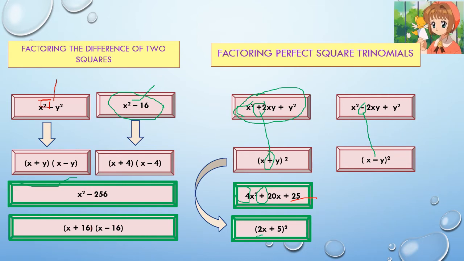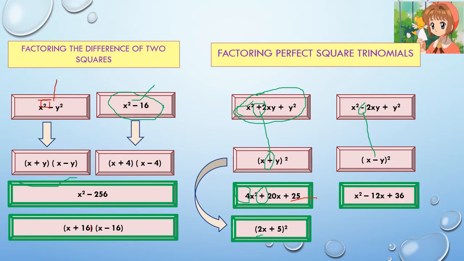So what you should do is multiply 2x plus 5 squared, or 2x plus 5 times 2x plus 5. You can use the FOIL method or you can use the long method. So you learned that already in your lower mathematics. So let's have another example.